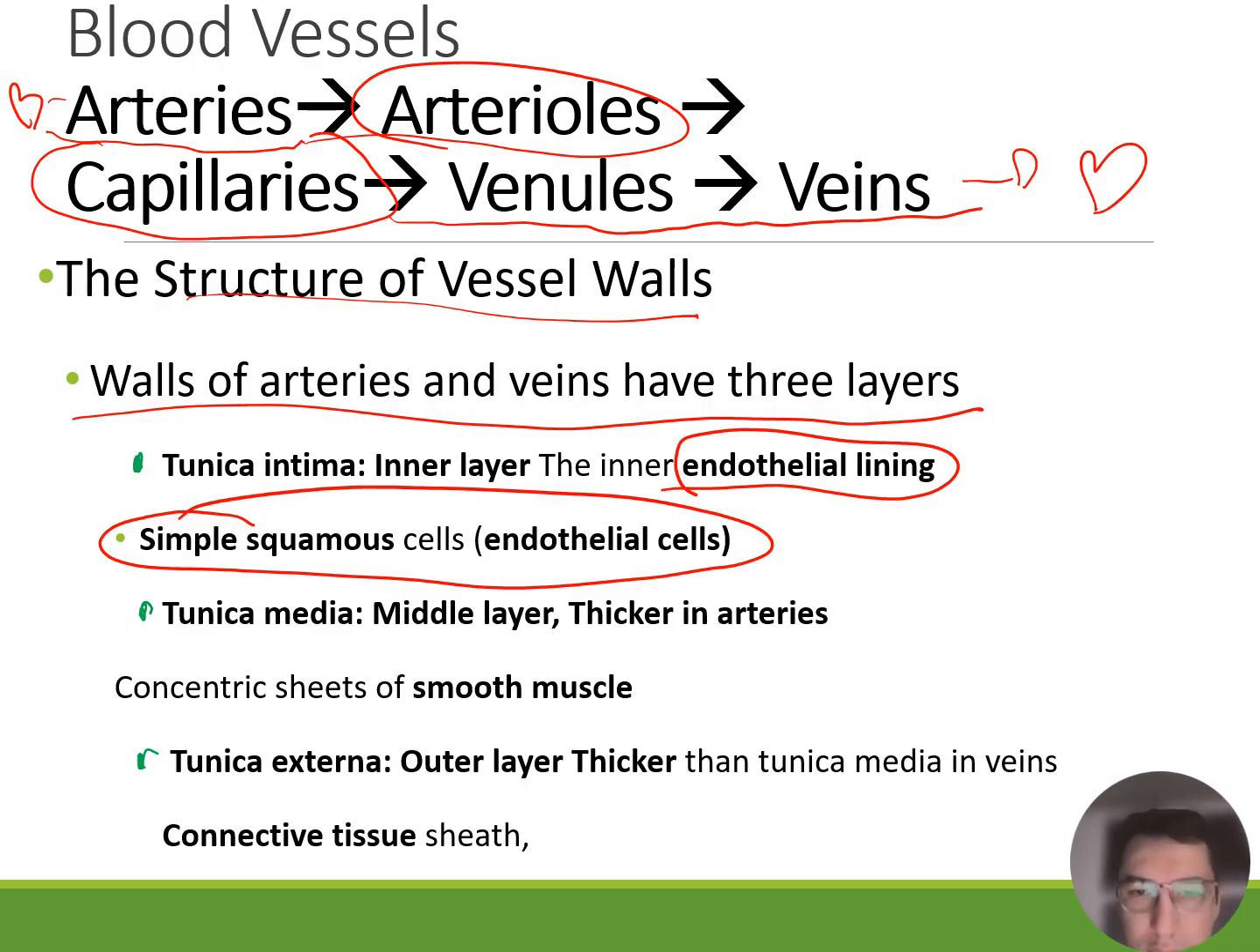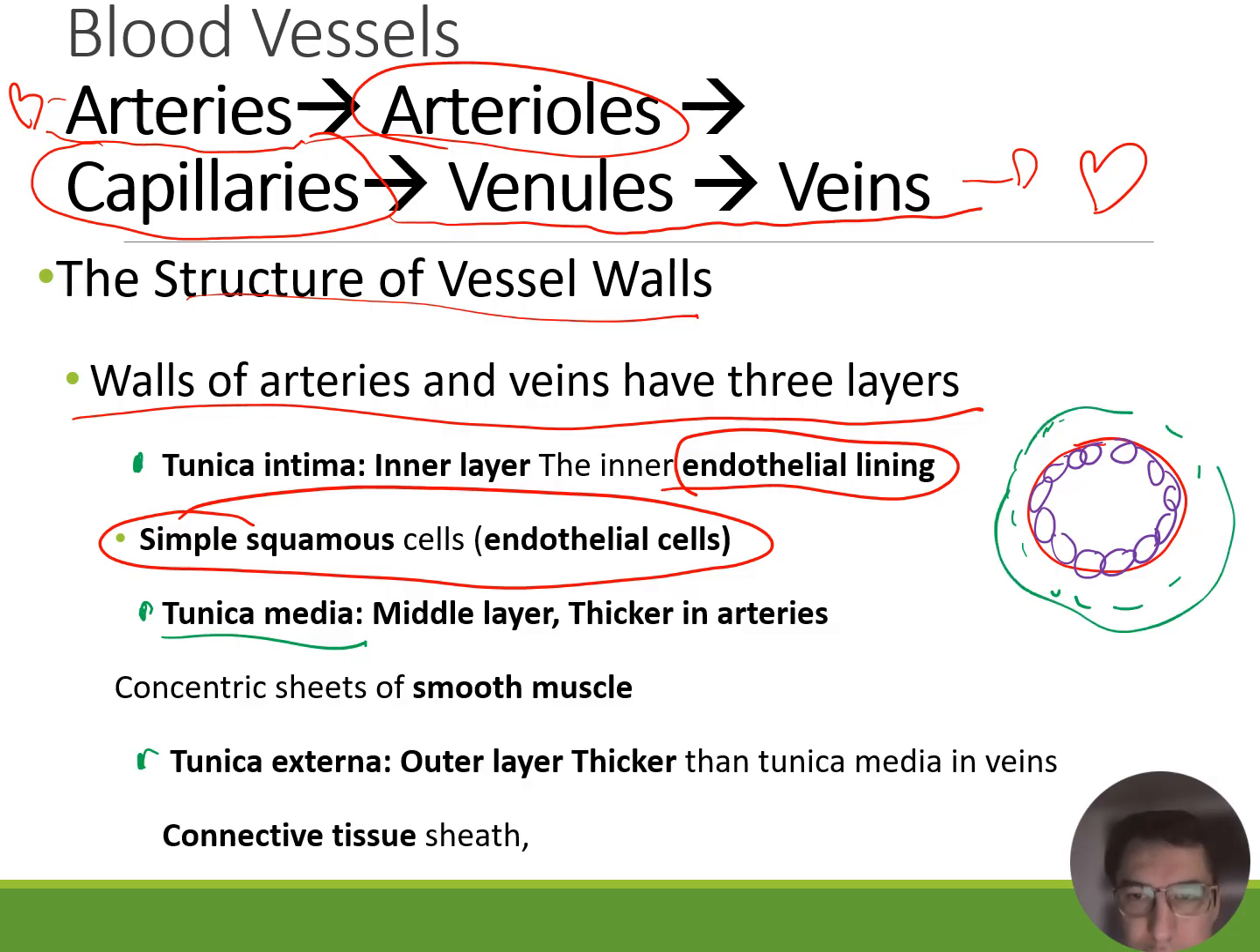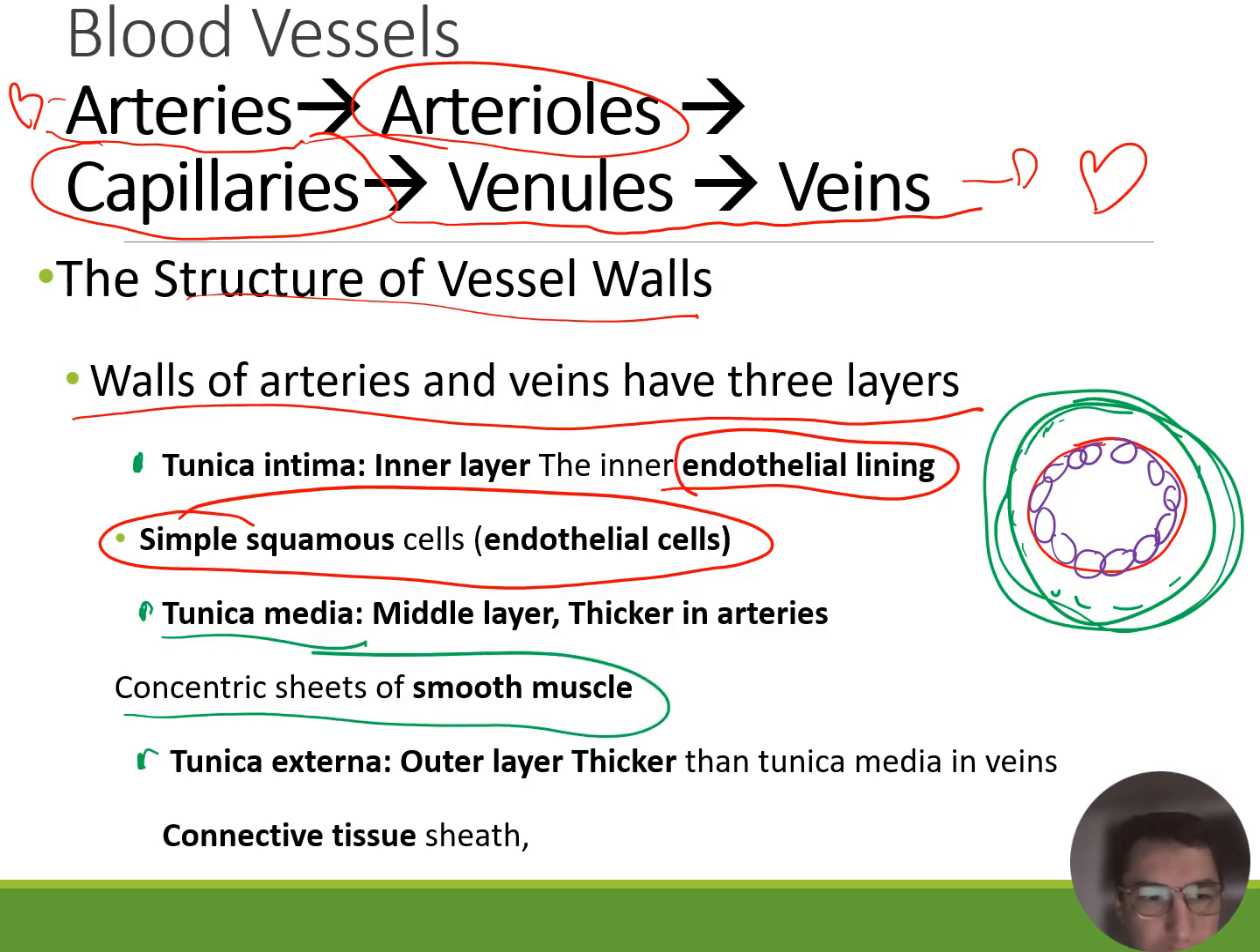All right, so basically this is the inside. We're going to have simple squamous epithelial cells making up the inner ring, the tunica intima. Outside of that, then we have the tunica media. The tunica media is going to be concentric muscle sheets. All right, so it is concentric muscle sheets.